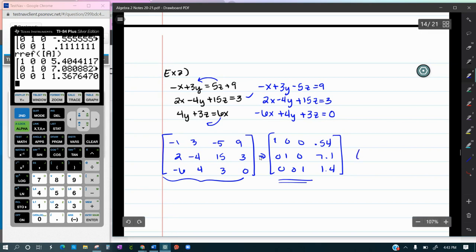So we have a solution of the x is, I put the decimal in the wrong place. Make sure you're copying down your numbers right. The x is 5.4, the y is 7.1, and the z is 1.4.